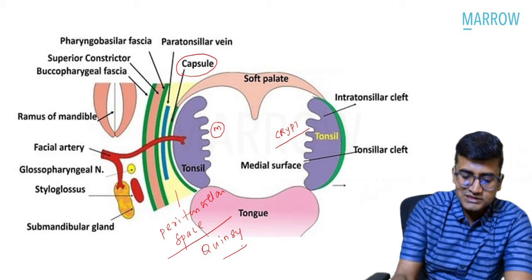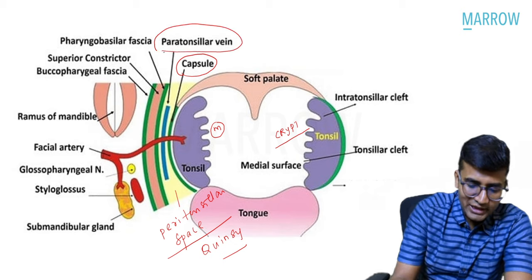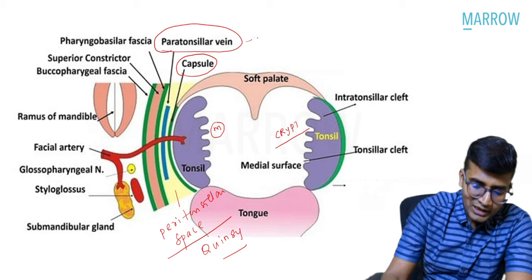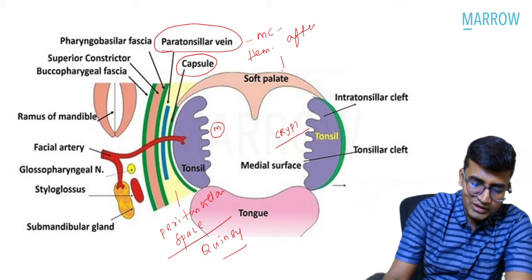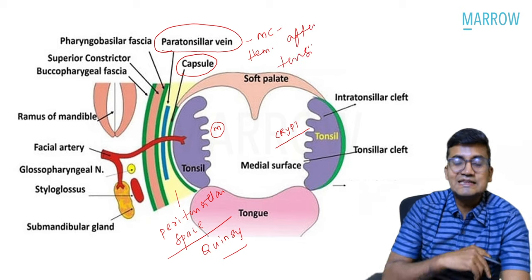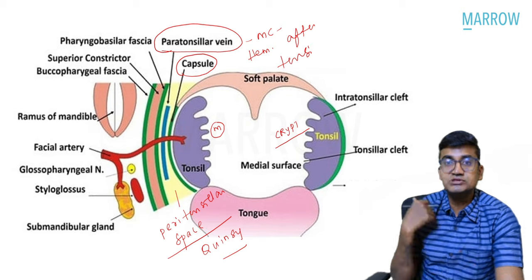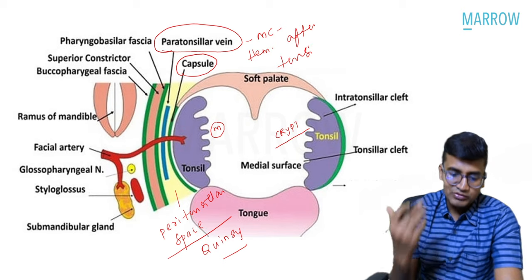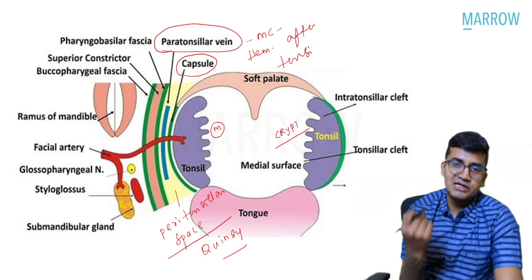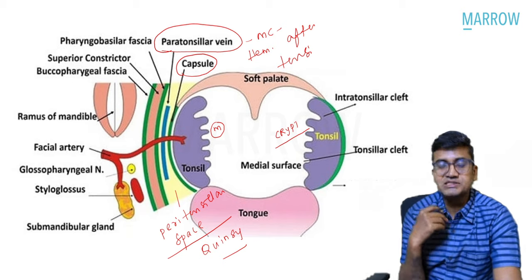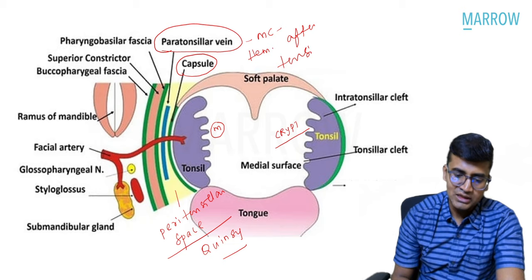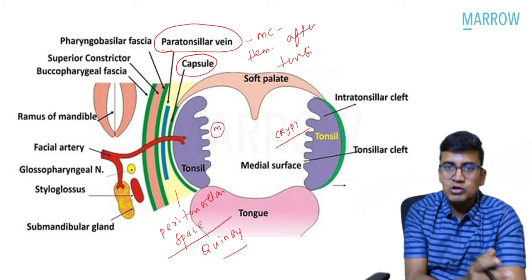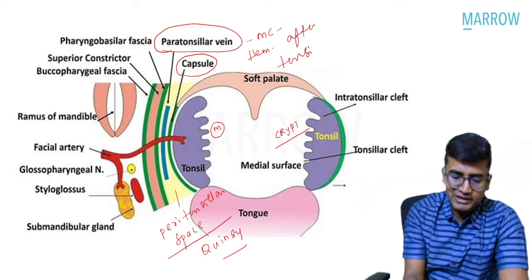Now, peritonsillar space contains paratonsillar vein. Now, paratonsillar vein, that is the most common source of hemorrhage after the tonsillectomy procedure, and that is the question we got in the recent INICET exam 2021. We got this question. The paratonsillar vein is a most common source of hemorrhage after the tonsillectomy procedure, 2021 INICET question. Now tonsil is lying in one muscle. The bed of tonsil is formed by which muscle?